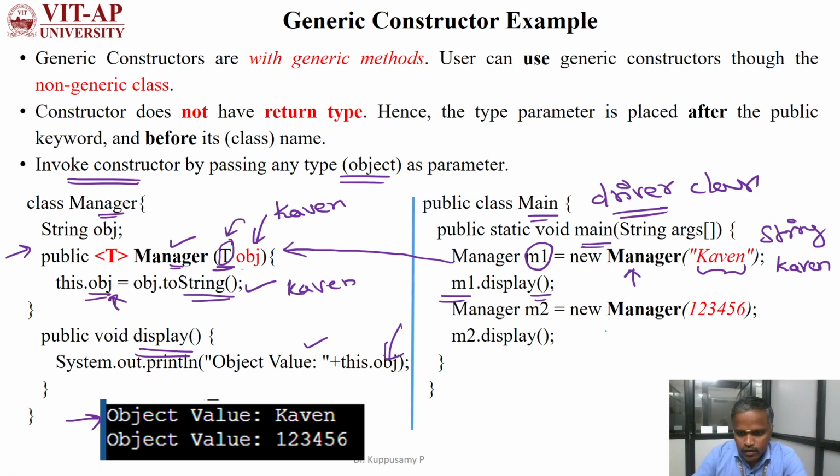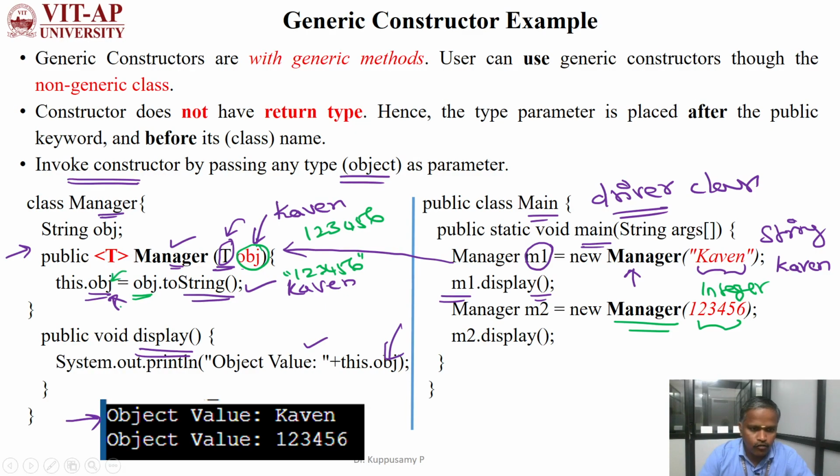Then one more time I'm calling the constructor by passing an integer value. So this is an integer value as an argument. Now this object is carrying 1 2 3 4 5 6 as the argument value. Then this value is passed inside the obj, which converts it into a string. So now this is converted into the string, and then that is stored in the obj.